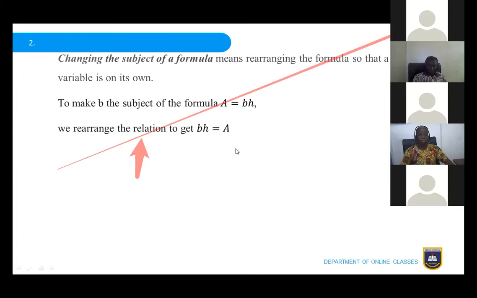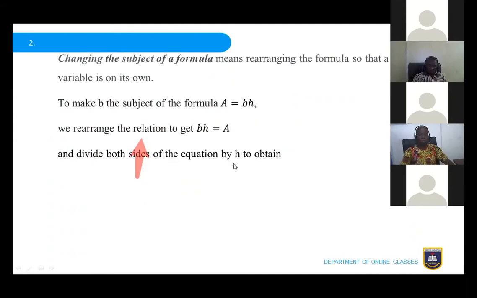which is the same equation anyway. Now, the next thing you will do is divide both sides of the equation by H. We want B to stand alone. So if you want B to stand alone, then we need to cut the H from B. So in order to cut, we are dividing. We divide, that is cutting. We divide both sides of the equation by H.